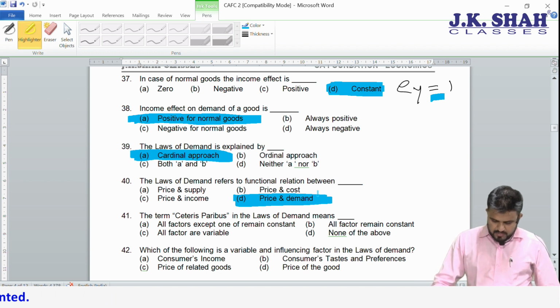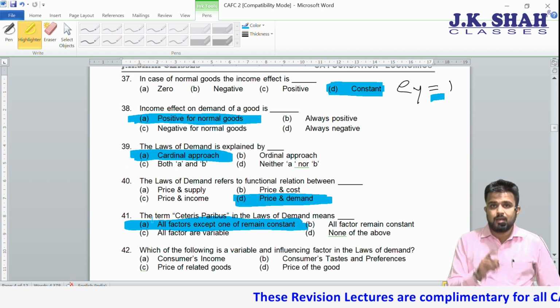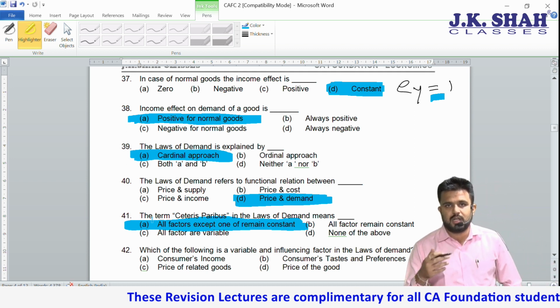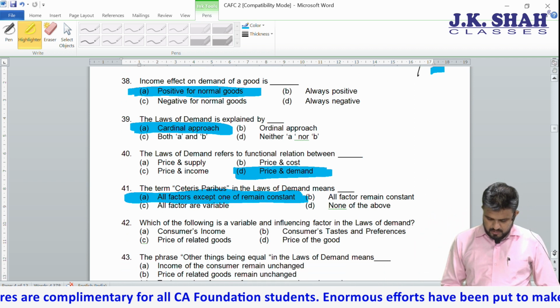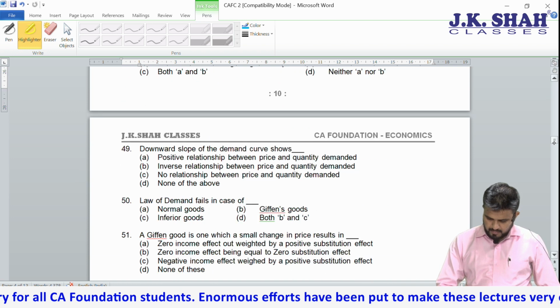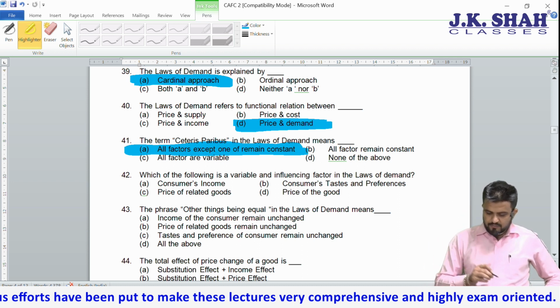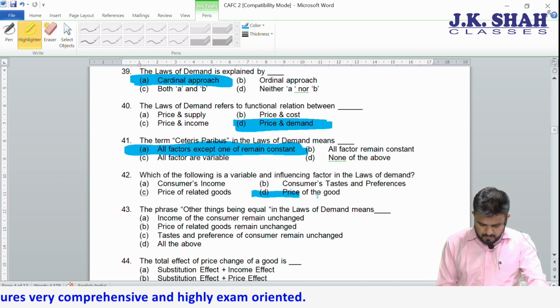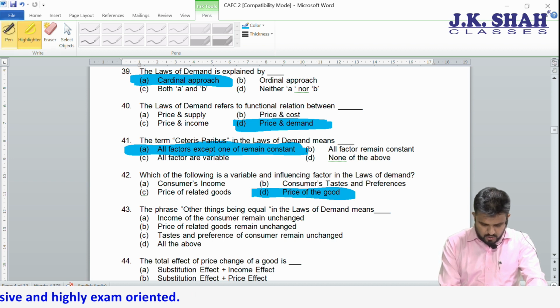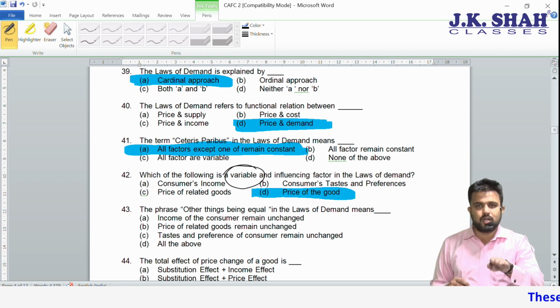Next, the term ceteris paribus in the law of demand means all factors except one remain constant. And which is that one? Price. Price will not remain constant. All other factors will remain constant. Moving to the next. Which of the following is a variable and influencing factor in law of demand? So 42 says it is the price of a commodity, because here the word is variable, and I told you price is the only factor which will not remain constant.